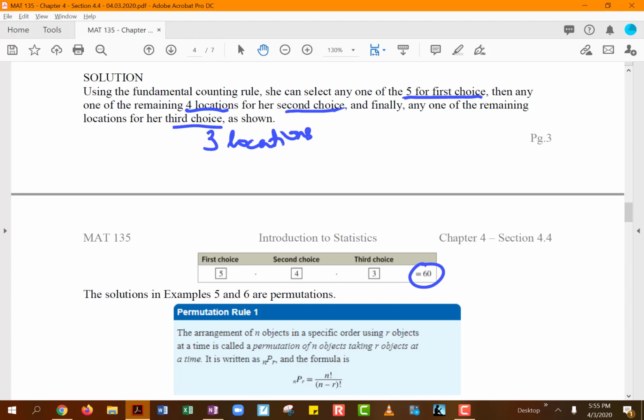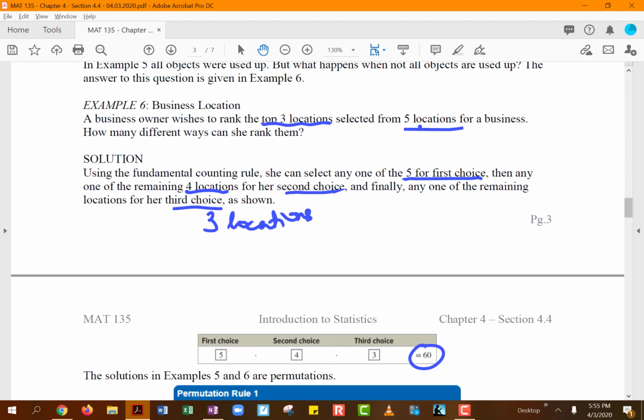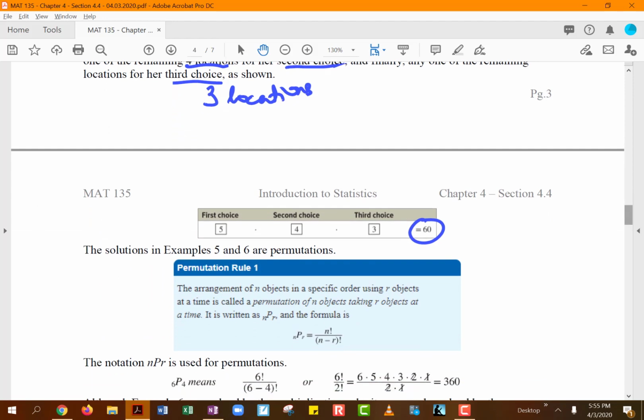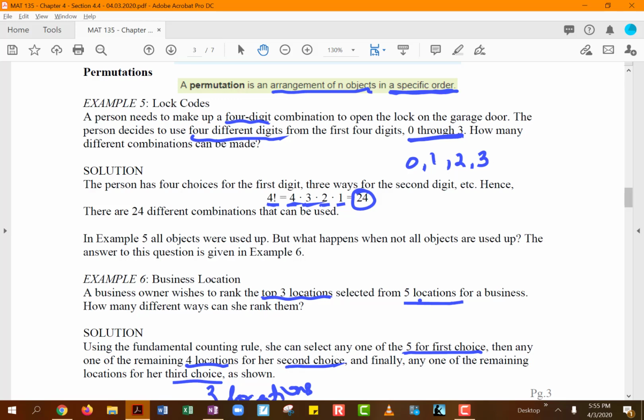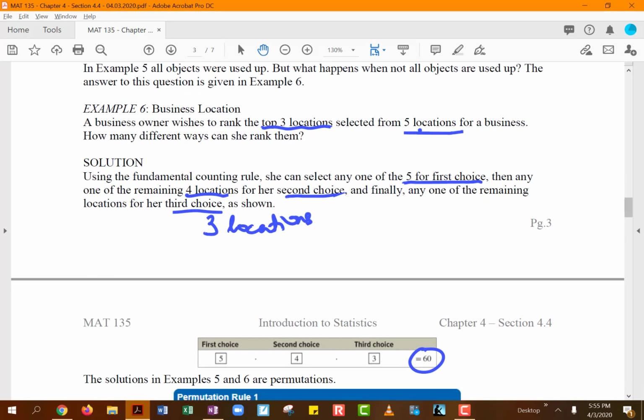So what they are saying is, for examples 5 and 6, you can actually think of them as being calculations for permutation, because even in number 5, the order would be important here, right? So how you would choose the numbers from 0 to 3 would make a difference. And then also in the business location, this would be the top first location, then the top second location, and top third location. So that order is going to be very specific, and the order is going to matter. So that's why we would say that both these examples are basically the idea of permutation.